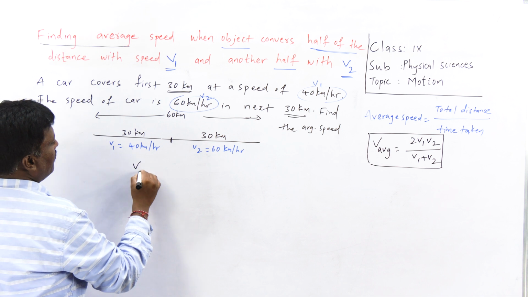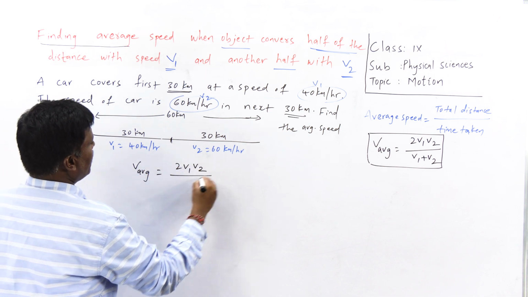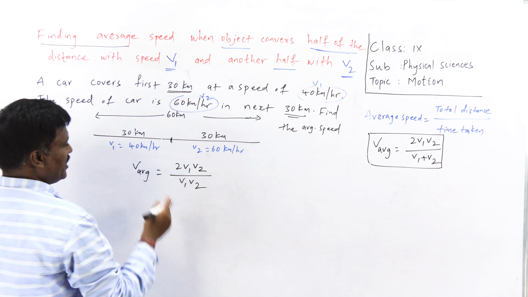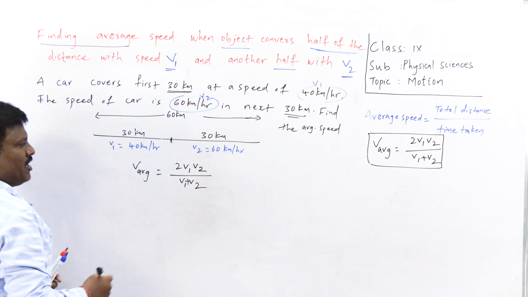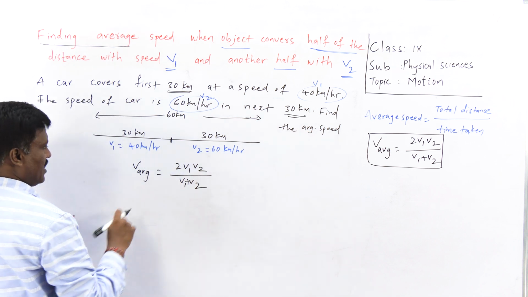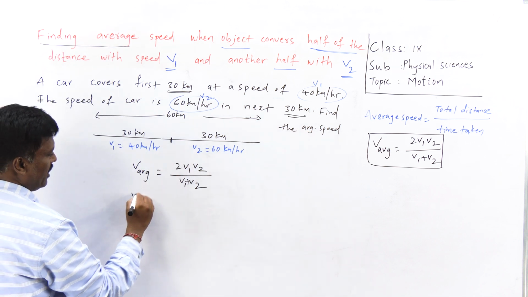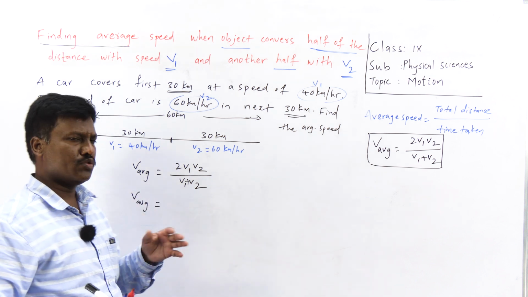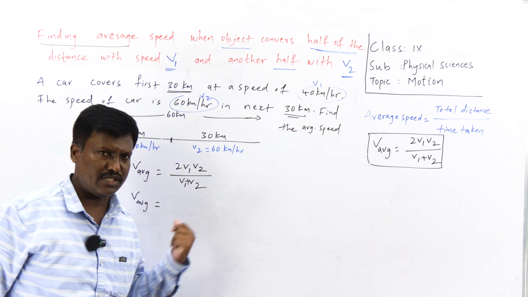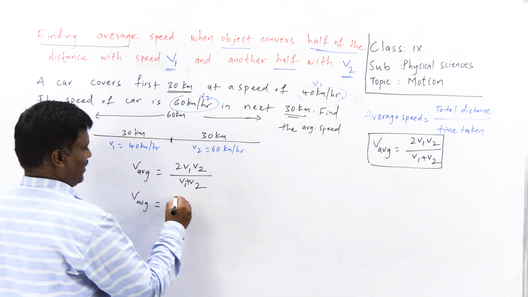Then V average is equal to 2 V1 V2 by V1 plus V2. This formula we use to calculate average speed. That is our task now. We have the V1 value and the V2 value, so substitute the values and do it. Will you try? I will give you 2 minutes. Meanwhile you can solve this problem. I hope you solved this problem. Okay, so let me explain this.